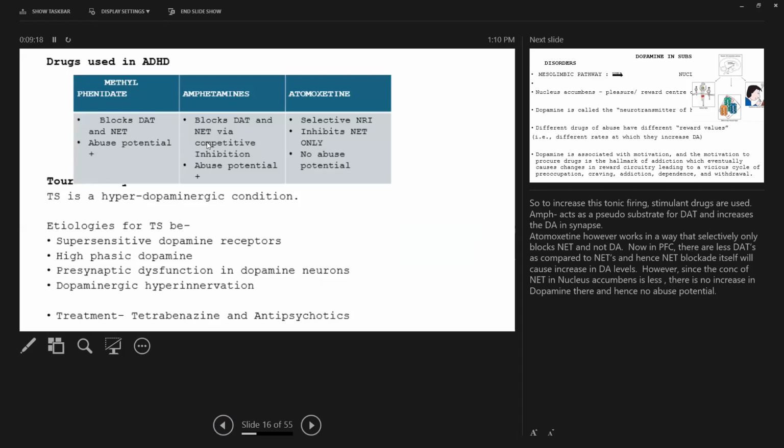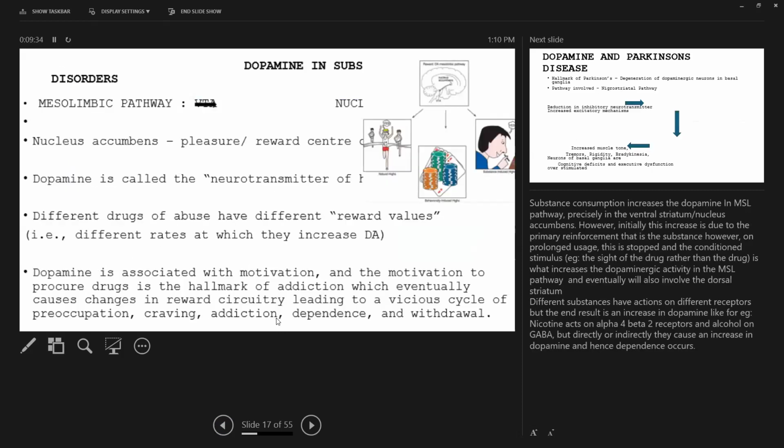Now, second one is Tourette syndrome. This is a hyperdopaminergic condition, and this occurs due to supersensitivity of dopamine receptors, with presynaptic dysfunction in the dopamine neuron. Treatment is tetrabenazine and antipsychotics.